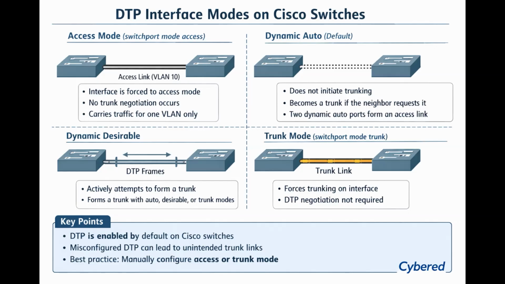DTP interface modes. So you've got switchport mode access, which forces the interface to remain a non-trunking access port. Switchport mode dynamic auto passively waits for the neighboring interface to request trunking.